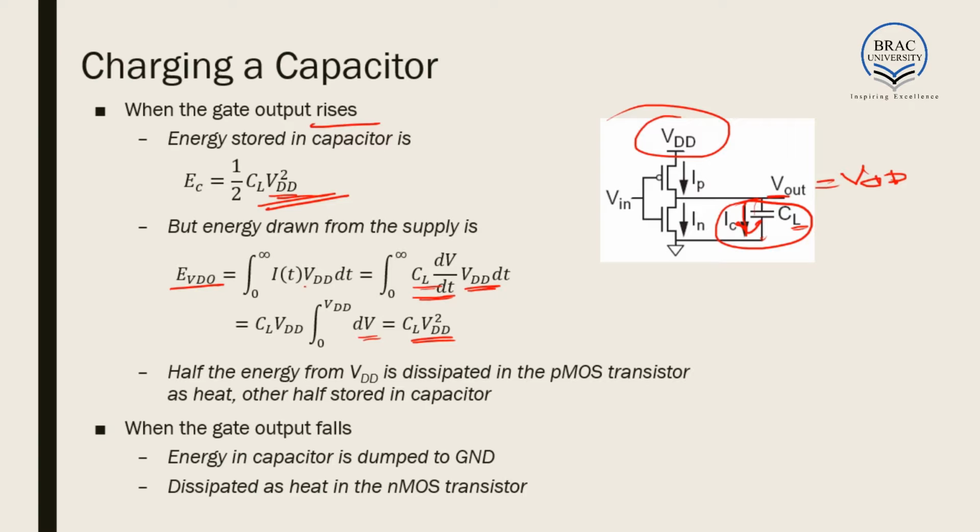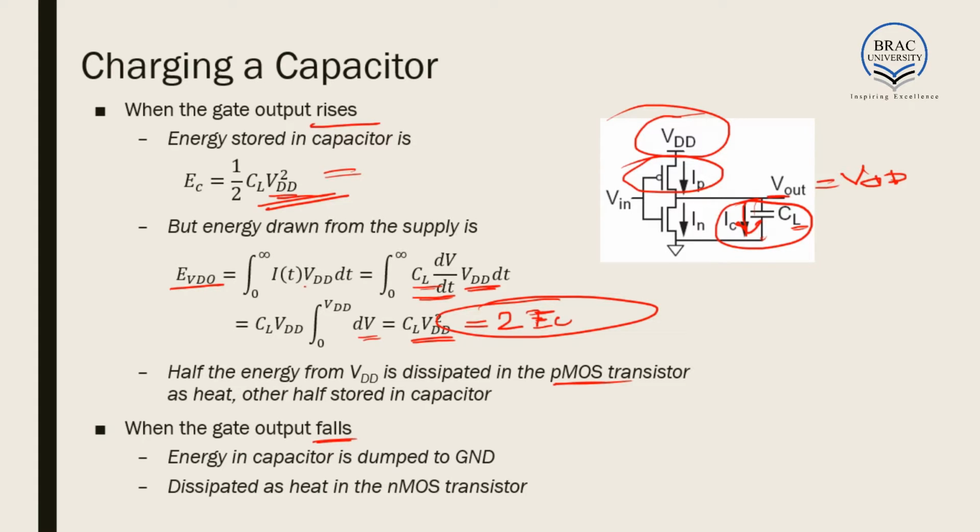From this it can be noted that the energy drawn from the supply is twice the energy stored by the capacitor. So we can say that half of the energy is being stored in the capacitor, and the other half will be dissipated through the PMOS transistor as heat. So whatever energy we are consuming, half of it is being stored in the capacitor and the other half is being dissipated through the PMOS. Now what happens when the output falls?